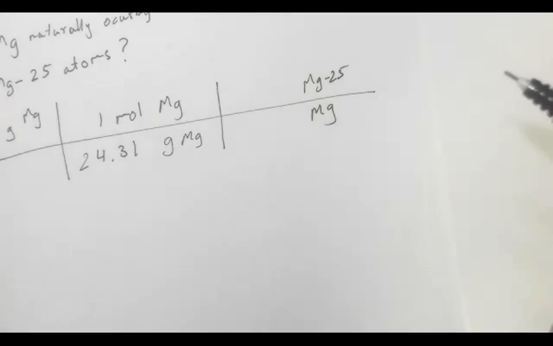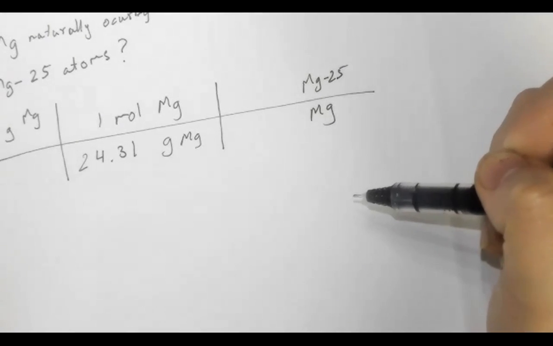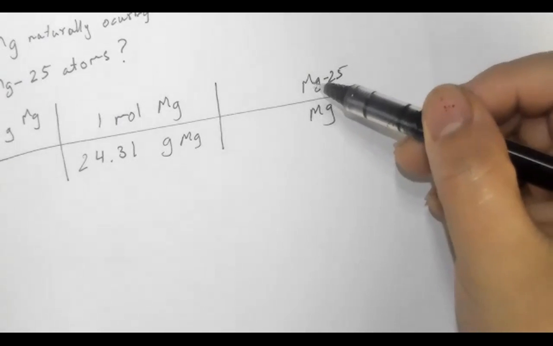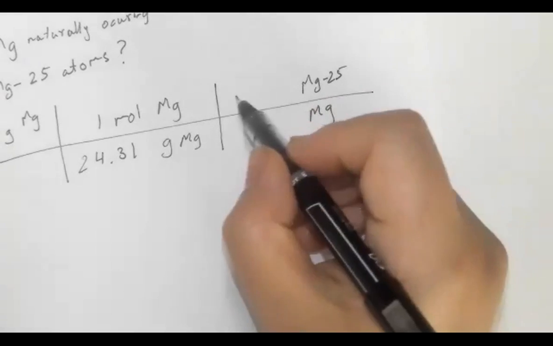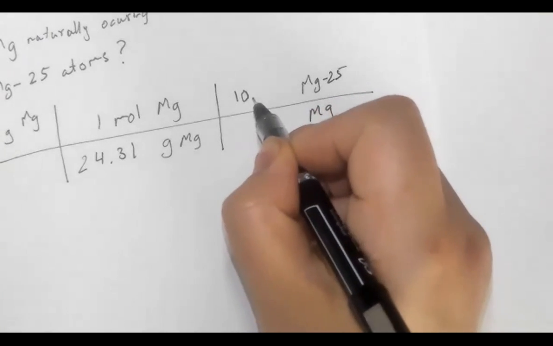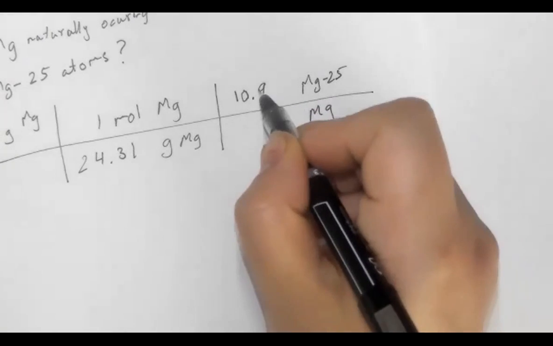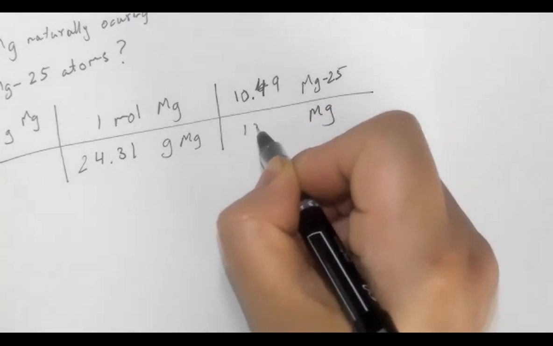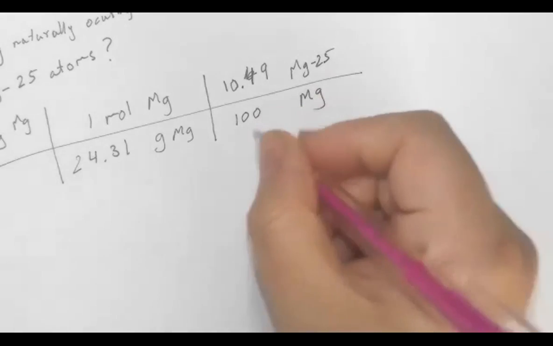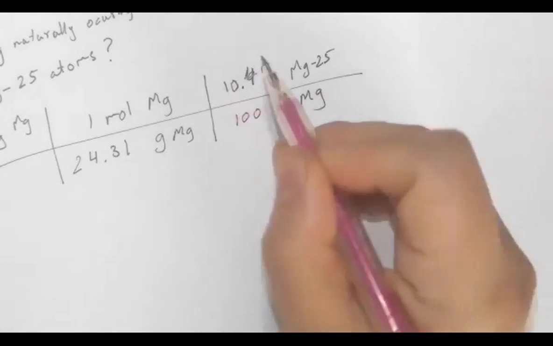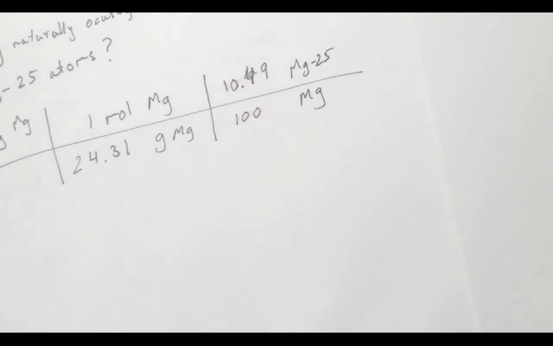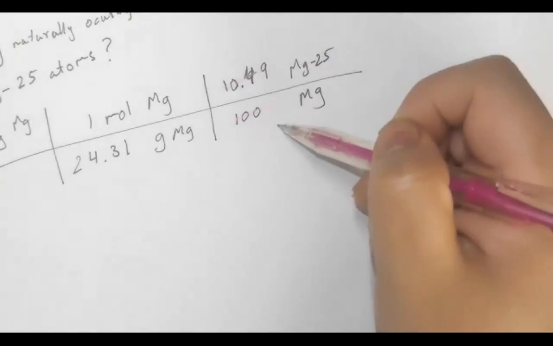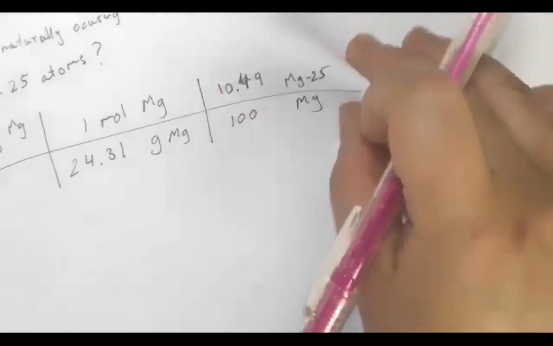Yep. You're welcome to say 10.49 divided by 100, or you can say 0.1049 divided by 1. Okay, either one is fine. Yeah. So you can say 10.49 and 100, or you can say 1 and then 0.1049. Either one is fine for you to choose. You can use any one.